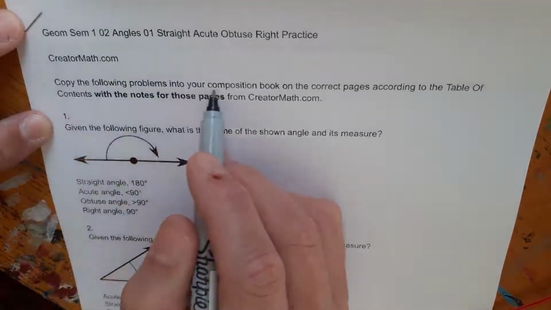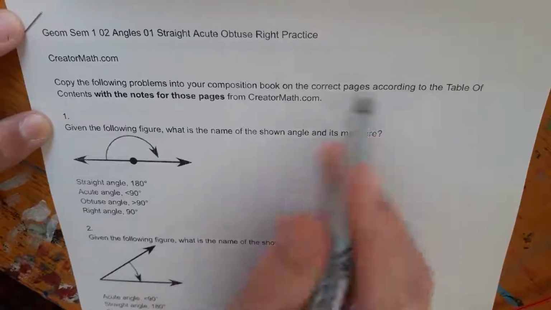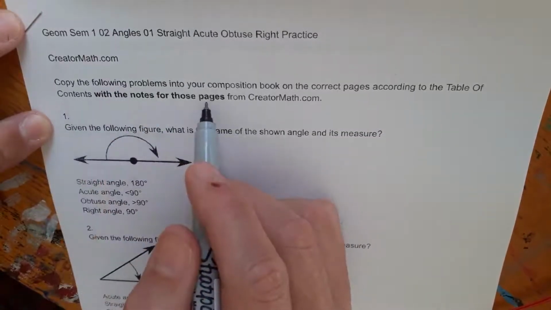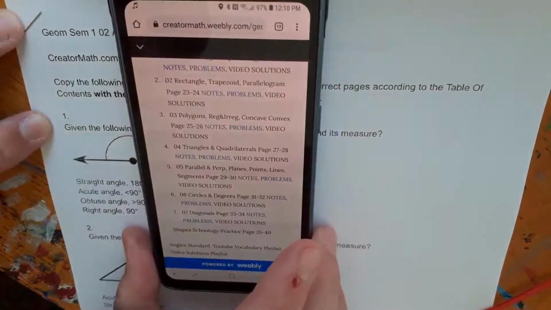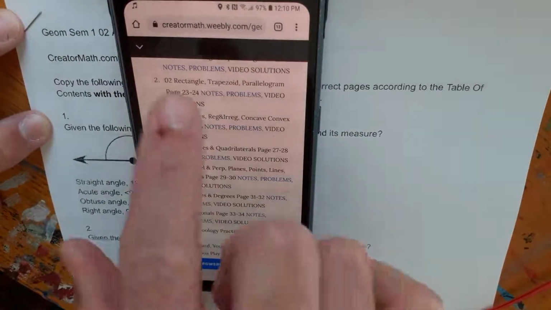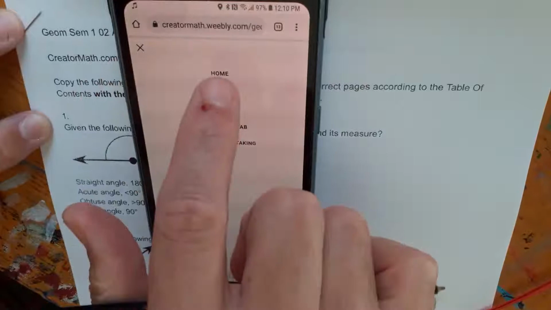Copy the following problems into your composition book on the correct pages according to the table of contents with the notes for those pages from creatormath.com. So I try to show this every once in a while. I don't do it every time. But here it is.